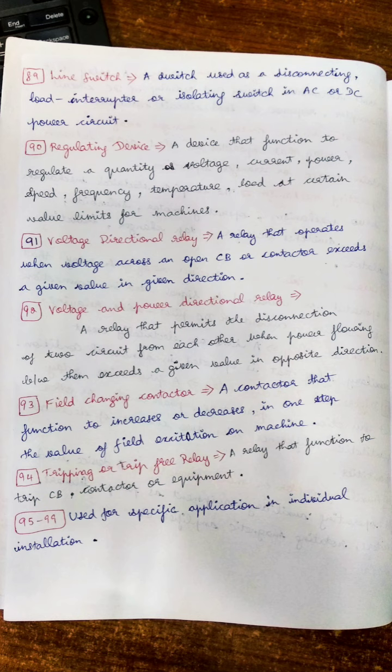Next is 93, field changing contactor, a contactor that functions to increase or decrease in one step the value of field excitation on a machine. Next 94, tripping relay, a relay that functions to trip the circuit breaker, contactor, or any equipment.